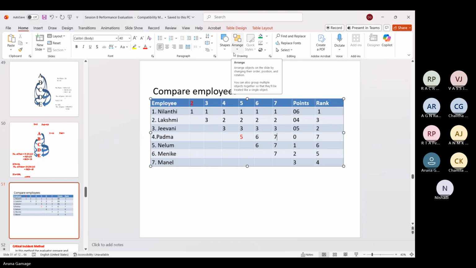Understood? This is paired comparison. Is that clear, students? Is it okay? Sir. Okay, so this is a very good method because one is taken at a time and compared with all the others. So that comparison is very accurate, high.